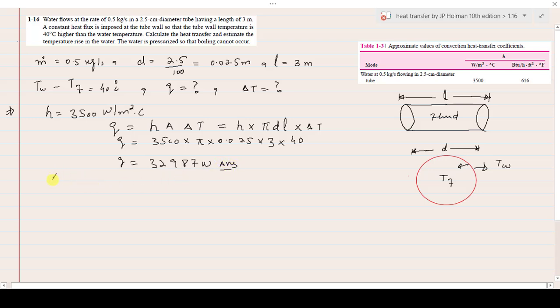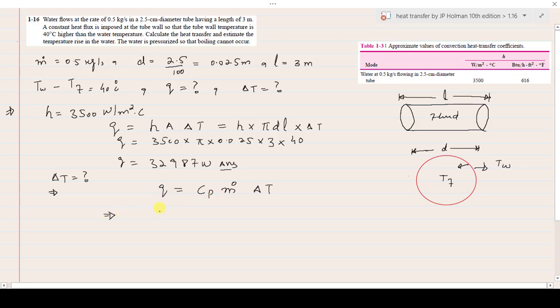Next, we need to find the temperature rise of the fluid. We know that the heat that is transferred to the fluid is stored, and that is equal to this formula. So heat, Q is equal to m dot Cp delta T. So this is the rise in temperature of the fluid that we need to find.